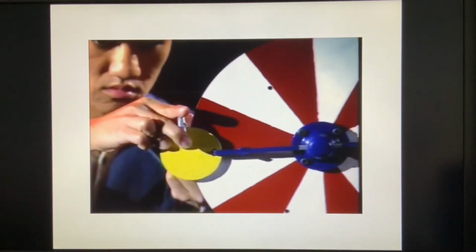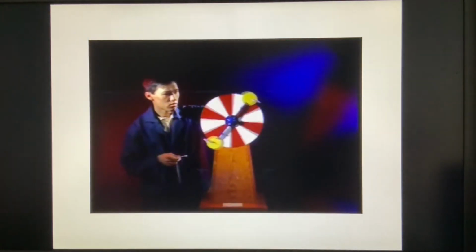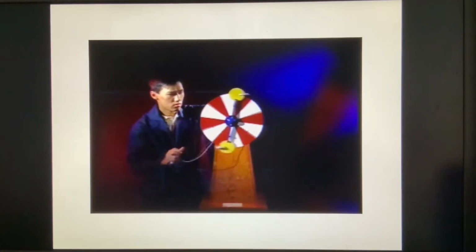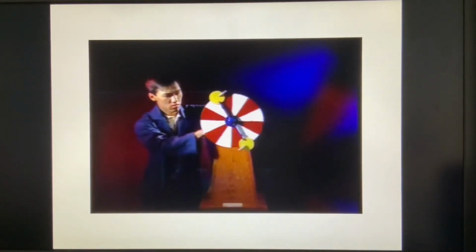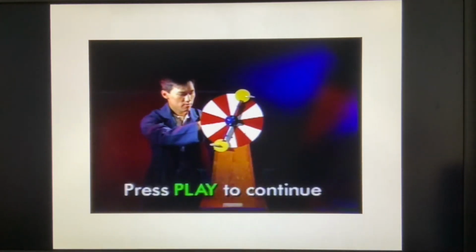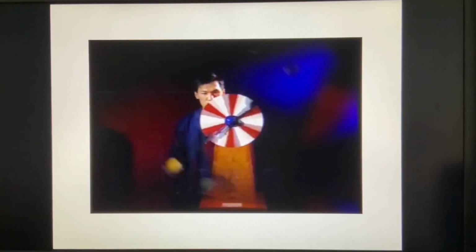What will happen if we add extra mass to the smaller discs and repeat the demonstration? Now, the large disc spins backwards.